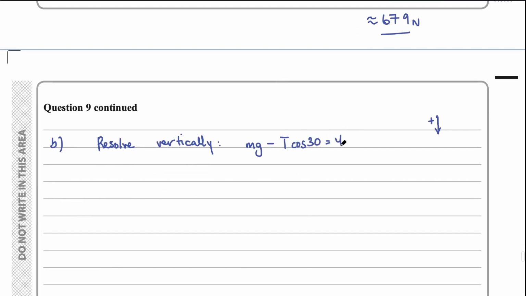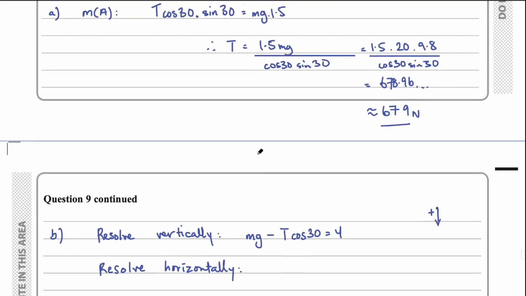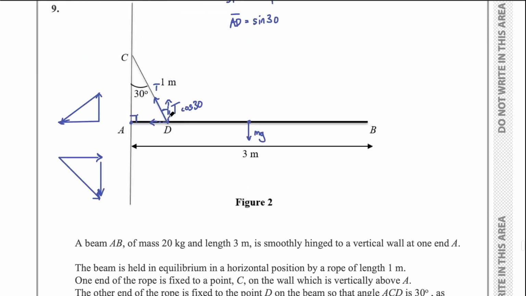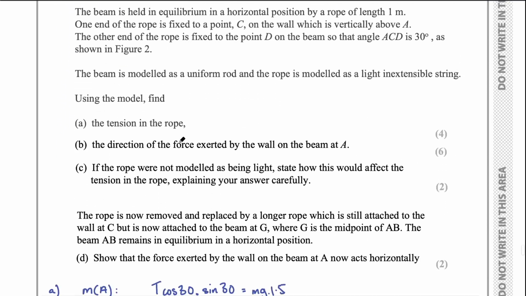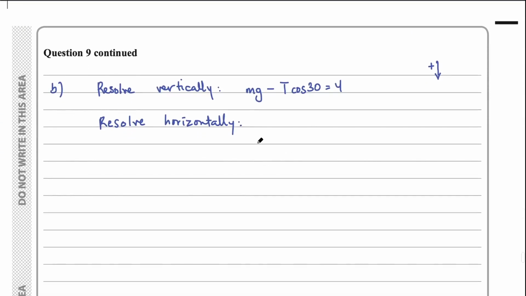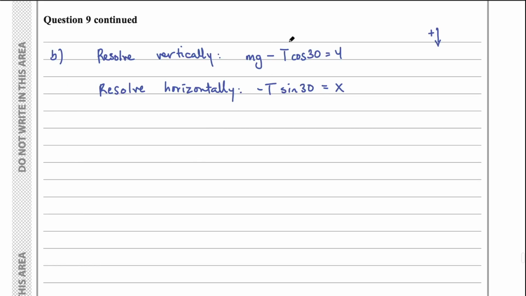And we'll have the net force acting in the vertical direction. Then let's resolve horizontally. And the forces acting horizontally were just the horizontal force from the tension force, and we already said that would be T sine 30. And that's acting in the negative direction to the left. So this would be negative T sine 30 equal to X, which is the net force acting horizontally. Okay, so let's firstly calculate those Y and X.